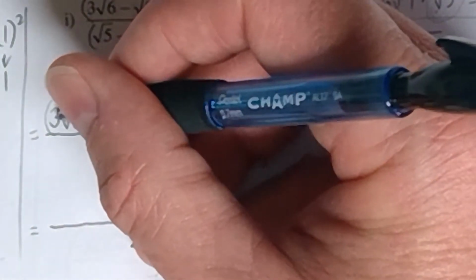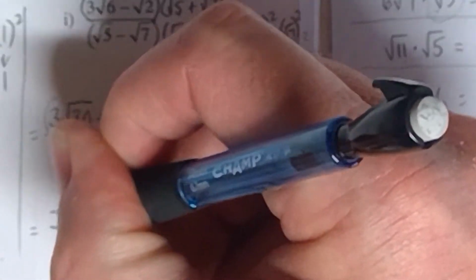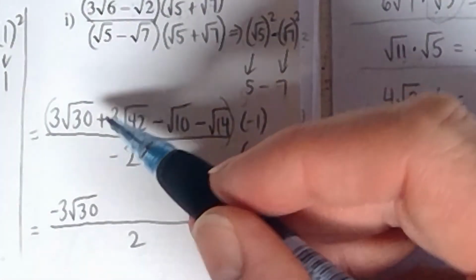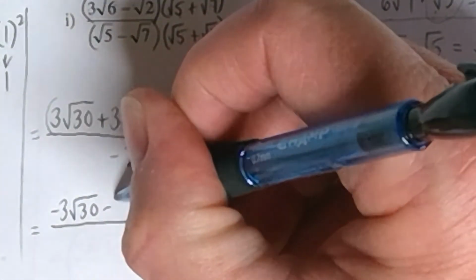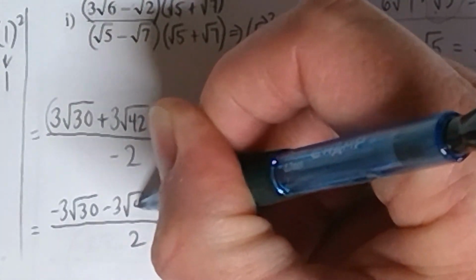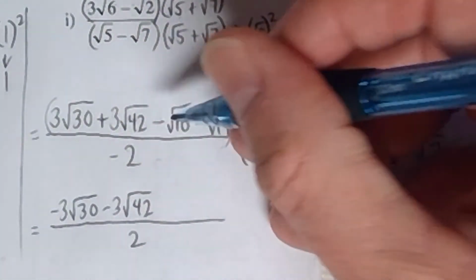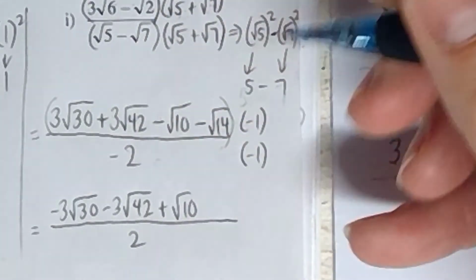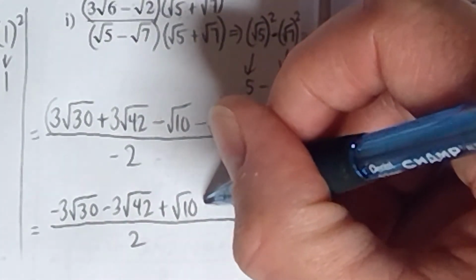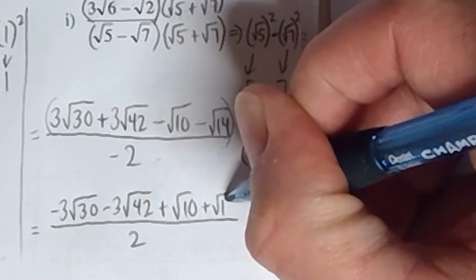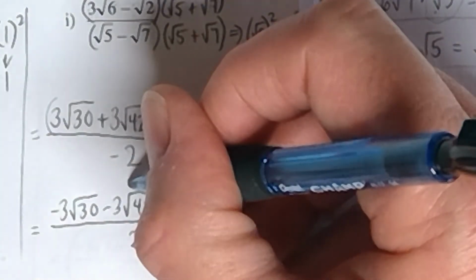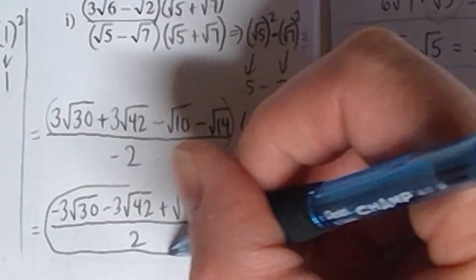So we get, instead of positive 3 rad 30, we get negative 3 rad 30, like that. Instead of positive 3 rad 42, we get negative 3 rad 42. Instead of negative rad 10, we get positive rad 10. Again, the sign changes in front of the term. And then instead of negative rad 14, we got positive rad 14, like that. So this is the way the book would give the answer.